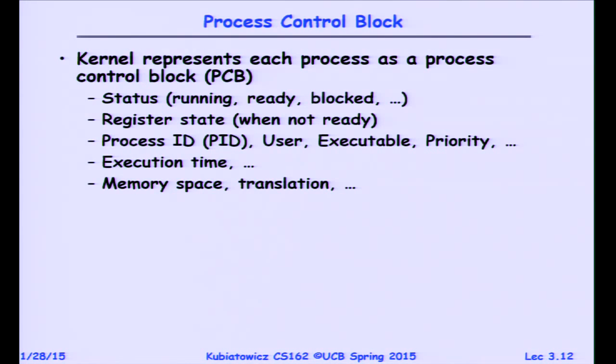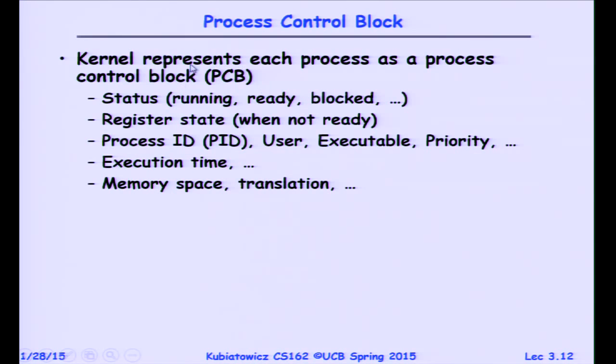So that means when I put the process to sleep to run somebody else, I save all the registers. I save the program counter. All of that stuff has got to go somewhere. It goes in the process control block. Things like the process ID. What user started it? What's the executable code? What's its priority? How long has it been executing? What's its memory space, etc.?